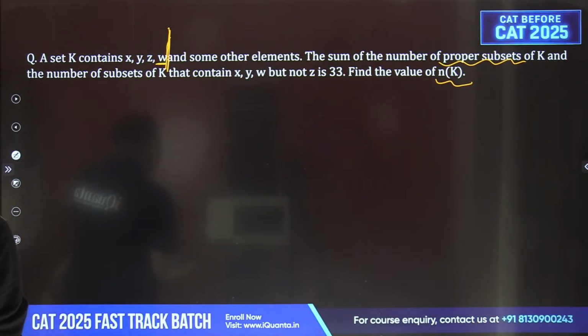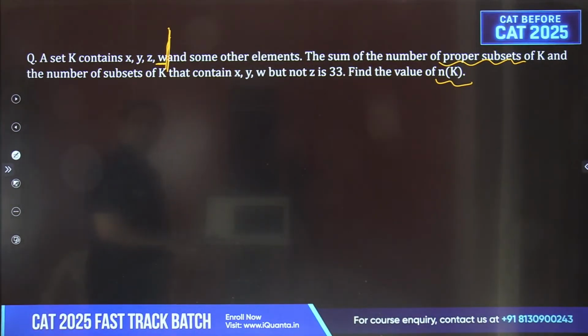Yuvraj, yes, that's fine. The number of proper subsets will be 2 power n minus 1. That's perfectly fine. That was the only thing required, Yuvraj. The rest we can do later, right? If you understand the meaning of proper subset, if you know the meaning of subsets, that's it. That was the only thing required.